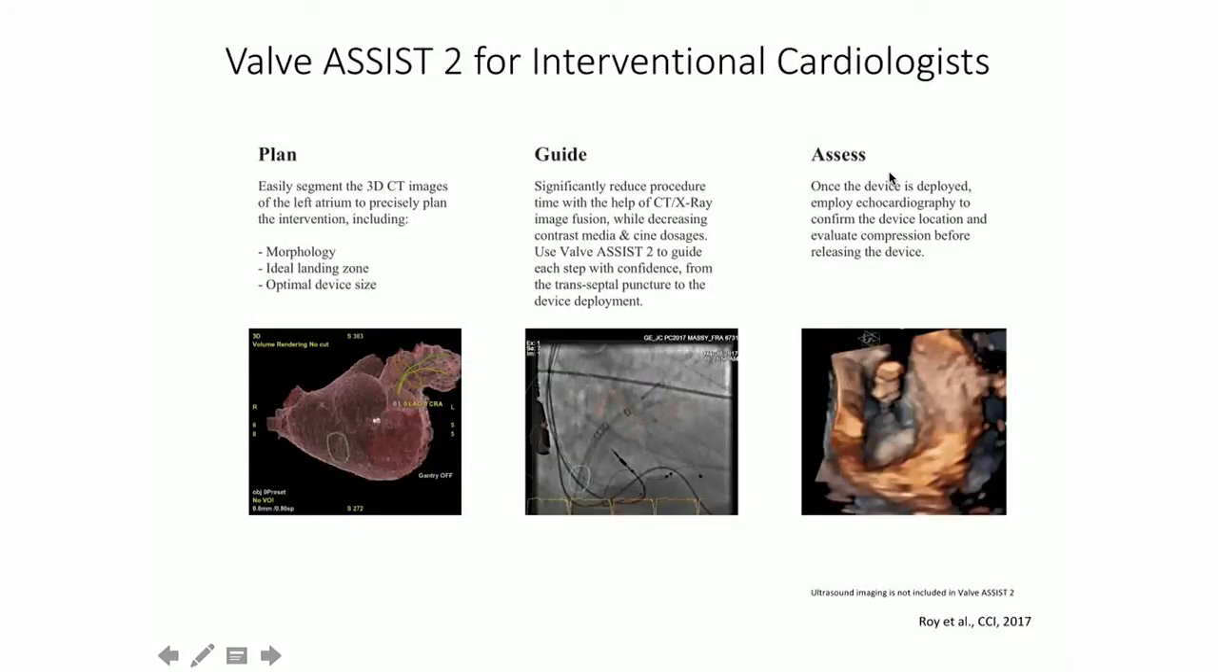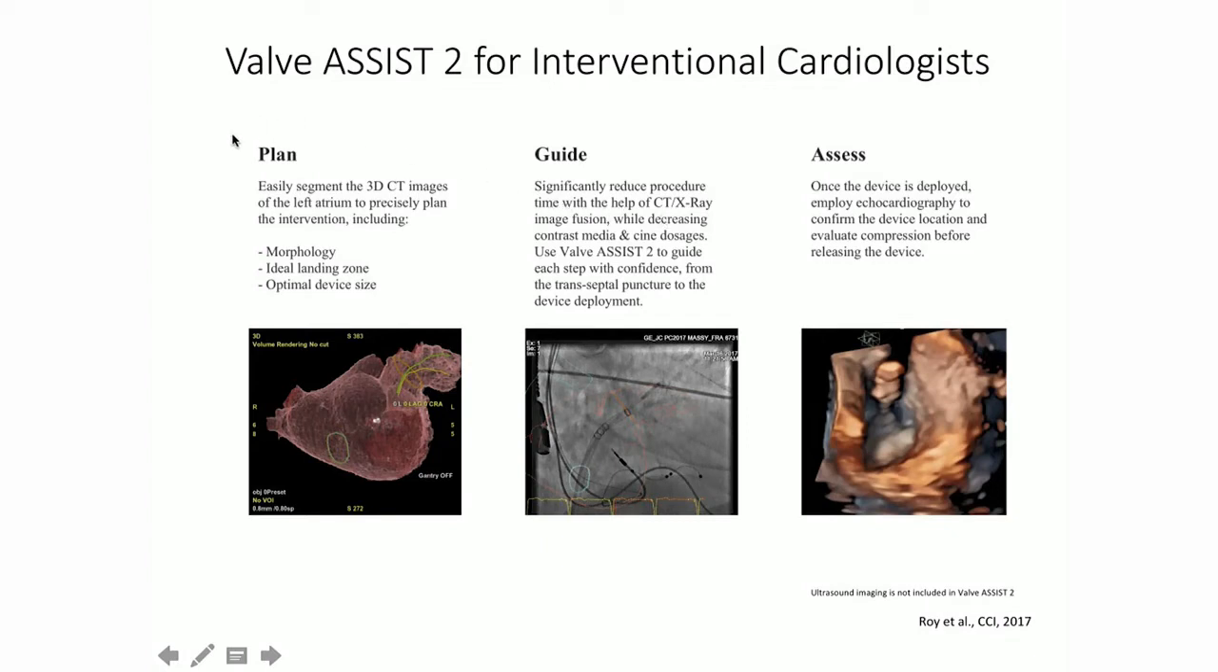So this is where MSCT fusion imaging comes in. It's to help both with the safety of the procedure, so to reduce complication rates, and also the efficiency of the procedure, so to make this procedure more smooth. The Valve Assist 2 system provided by GE allows us to plan, guide, and assess the procedure. So we'll be discussing more about these two aspects, the planning and the guiding.